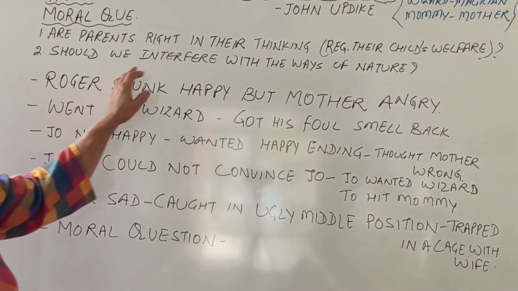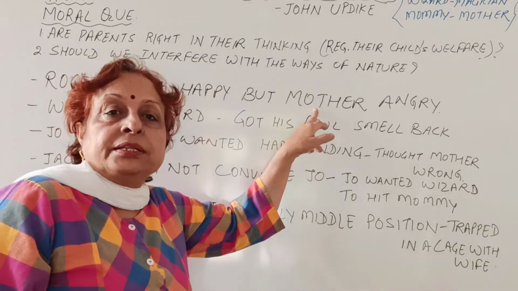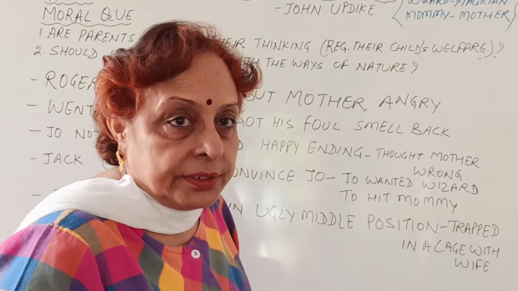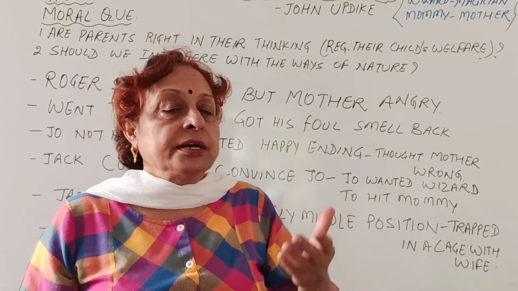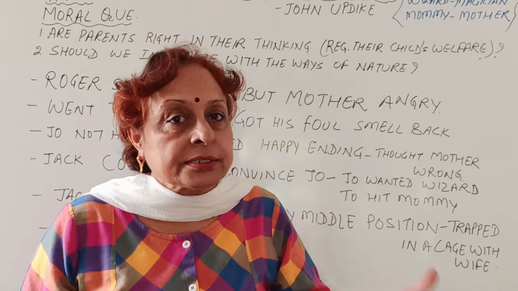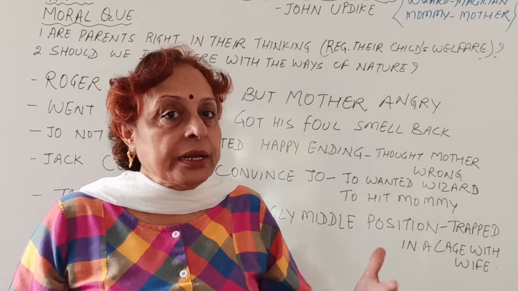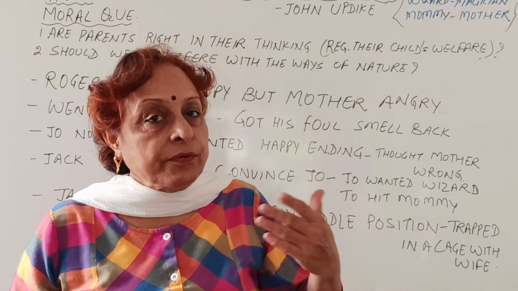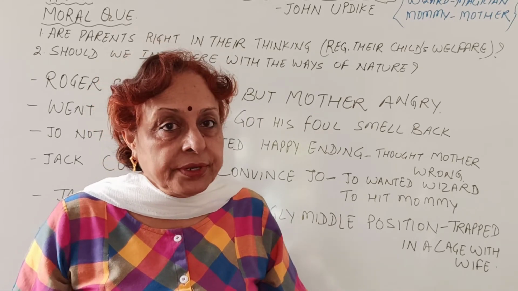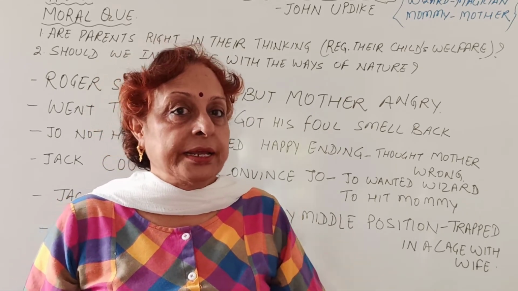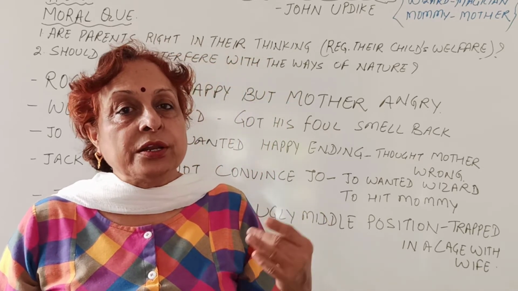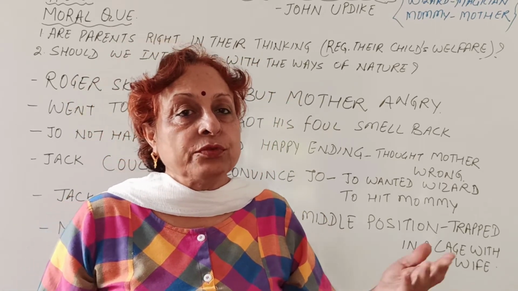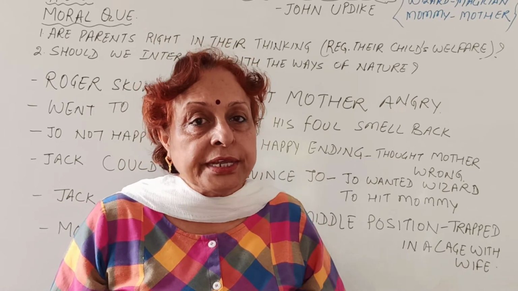But his mother, the mother skunk, was not happy. Why was she not happy? Because she felt that a skunk should smell like a skunk. If he doesn't smell foul, then he is not safe, because his foul smell is his protection. So the mother is angry that the smell of her child was changed into the scent of roses, because her child was no more safe.